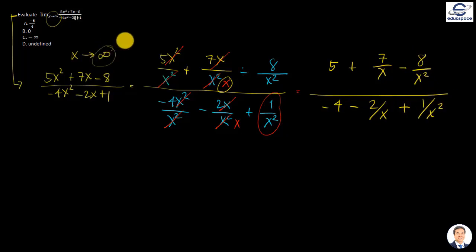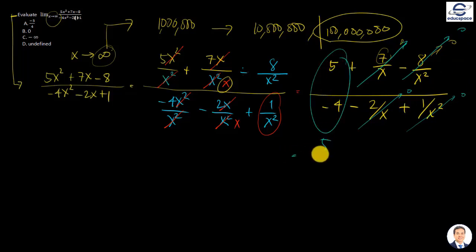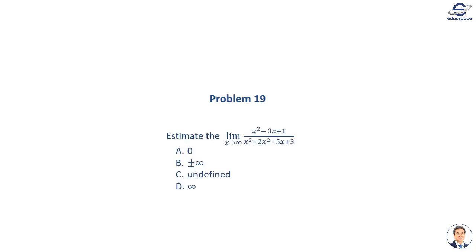Infinity means a huge amount of number. Let's say 1 million, 10 million, 100 million, etc. Just imagine in this particular case, if you divide 7 over 100 million, it's almost 0. Similar here, 8 divided by the square of 100 million becomes almost 0. Therefore, all these terms with x become almost negligible, so we have 5 over negative 4, which is our answer. That is letter A.